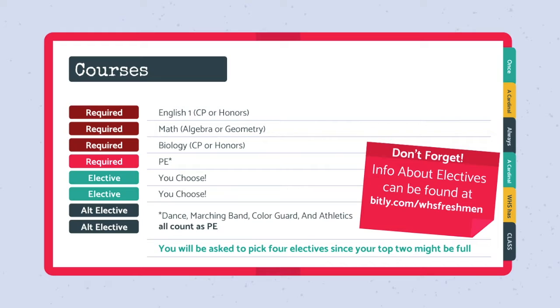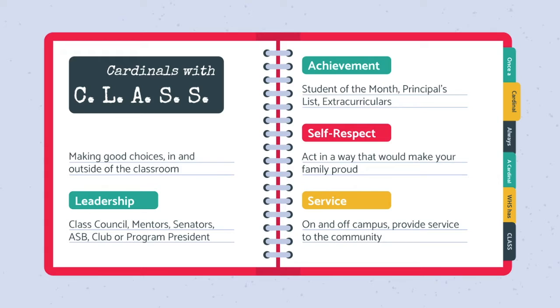And now Mrs. Garola will talk about Cardinals with Class. Hello. So Cardinals with Class is a program that we instituted a few years back, and we really want to encourage our students to display good behavior both inside and outside of the classroom. So every letter stands for a different aspect of it. So the C is for citizenship. We want our students to be making good choices inside and outside of the classroom. That means during passing period, lunchtime, nutrition, at games, everywhere they go. So we want them to be good citizens.